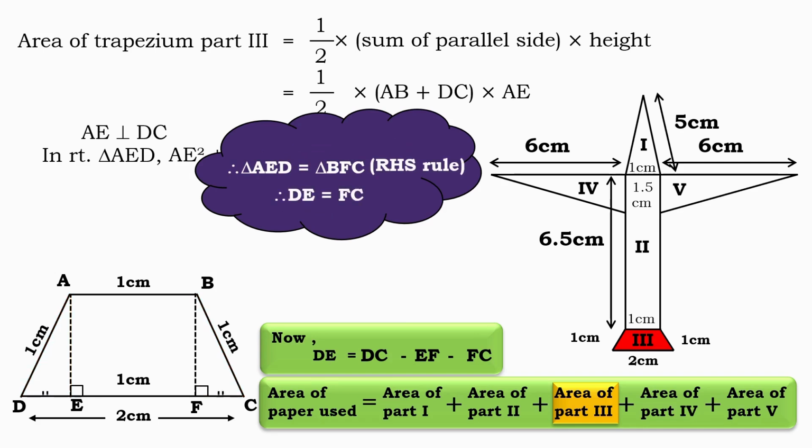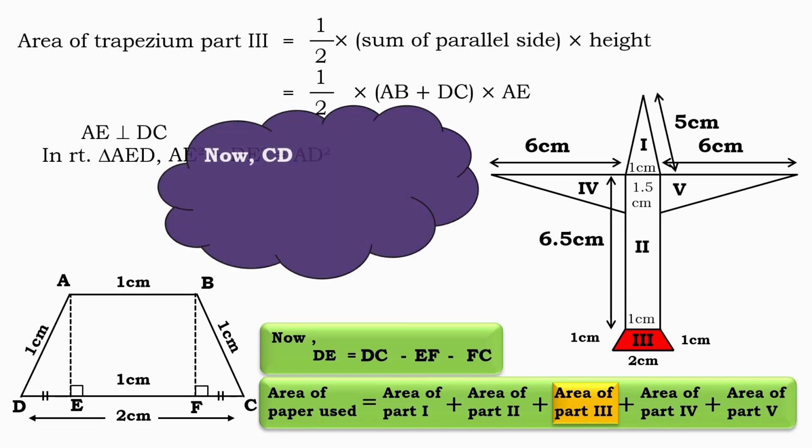Now, by using the RHS rule, we can say that triangle AED is congruent to triangle BFC. So it should be a congruent symbol, not an equal symbol. So by CPCT, we can say that DE is equal to FC. Now CD. Now look at here. CD is equal to DE. Now what is CD?